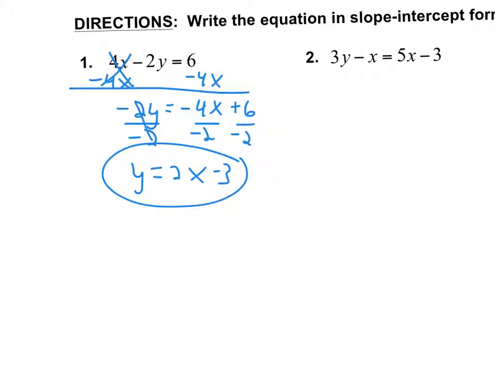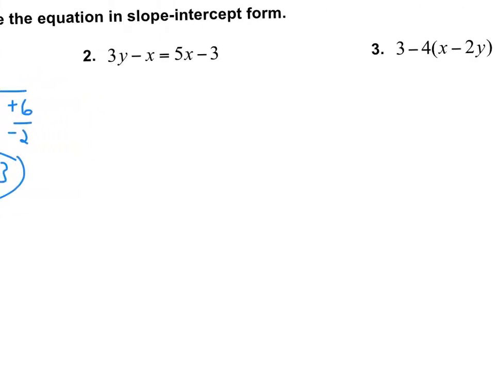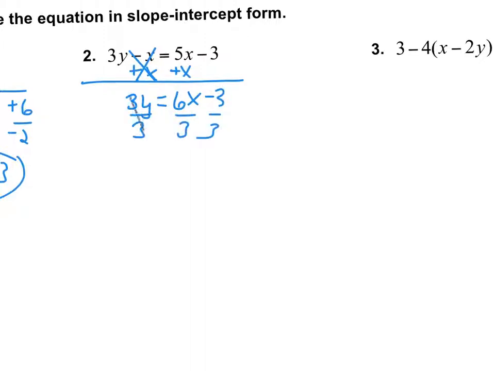All right, let's do the next one. Now notice that I have x's on both sides of the equation, so the first thing I need to do is get the x's together, and I can do that by just adding the x to the other x on the other side. So it goes away over here, and then I get 3y equals 6x minus 3, and then divide by 3. So I would get y equals 2x minus 1.